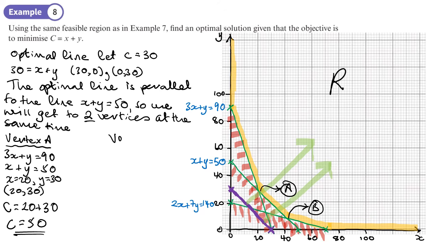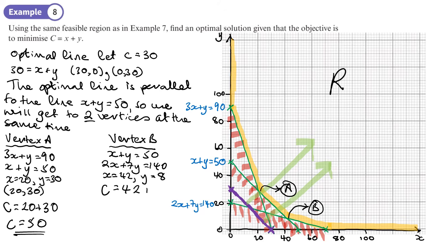Okay, we're now going to compare that with vertex B. So vertex B is the intersection of the lines x plus y equals 50 and 2x plus 7y equals 140. So this was a point that we did work out in the previous example, but if we were to work it out, we would get x equals 42 and y equals 8. So we'll work out the cost. 42 plus 8, we get a minimized cost of 50. So you can see that this gives us the same minimal cost.